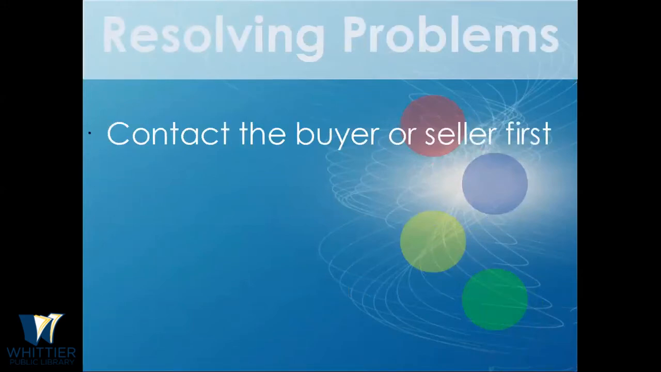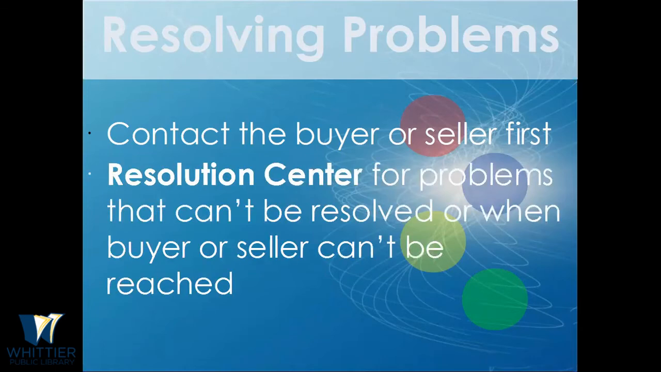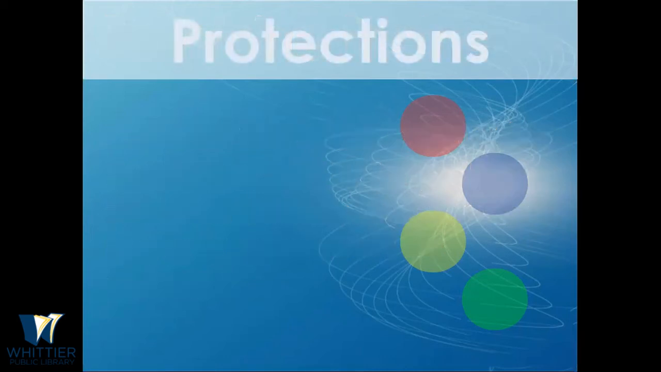Resolving problems, contact the buyer or seller first, try to work it out with them. Most people are generally pretty reasonable. If not, there's an eBay resolution center, and if you have problems that can't be resolved, you can go to them and you can ask them to resolve it. In disputes, eBay tends to side with the buyer more often than the seller. So just keep that in mind. You go up against a buyer, you may lose.